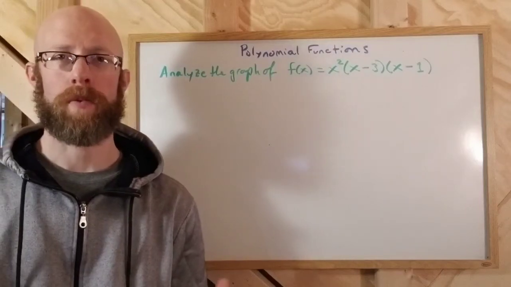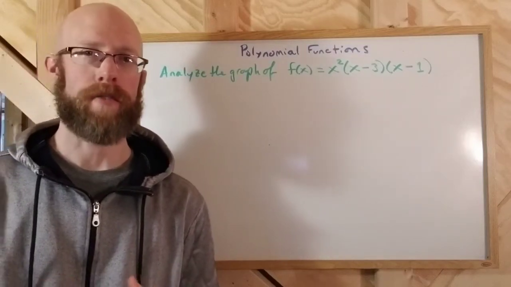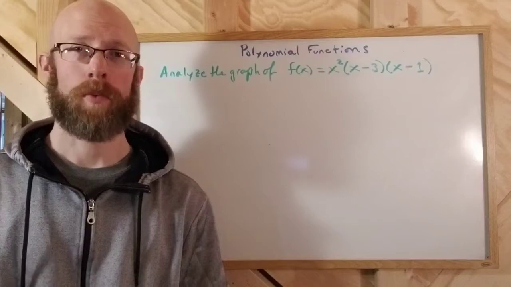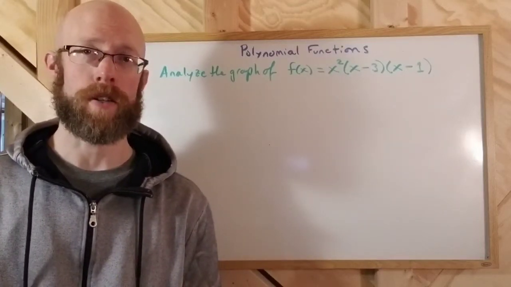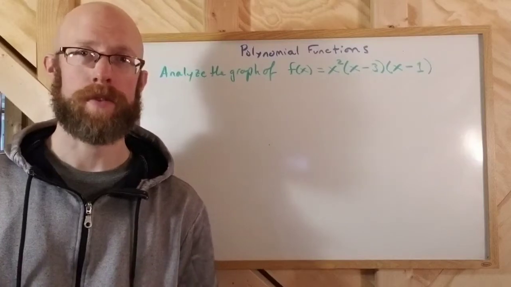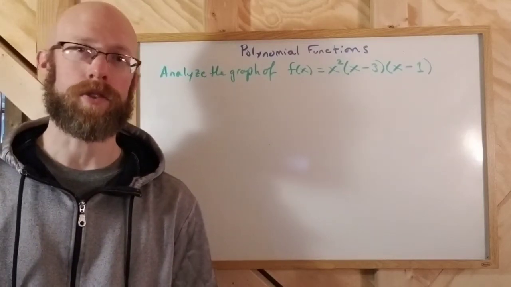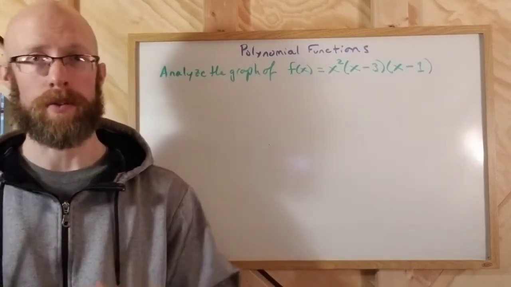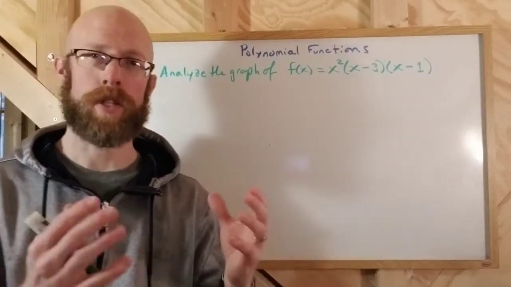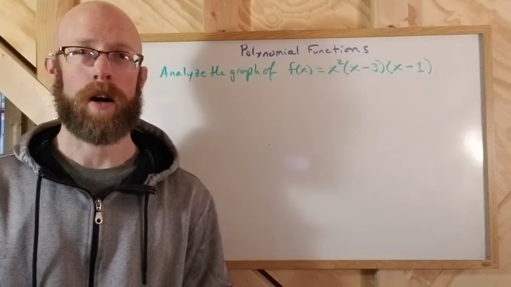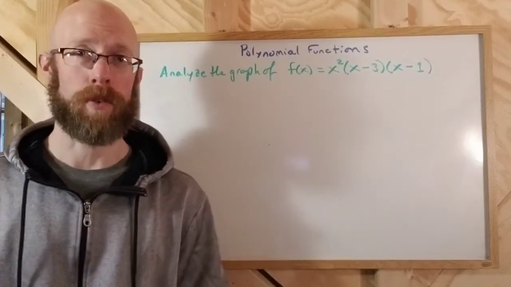Now in this example, we're going to be analyzing the graph of a polynomial function. We're really going to be putting together all of the things that we've looked at so far to this point: the x, y-intercepts, the end behavior, the turning points, the multiplicity, whether it touches or crosses the x-intercept, all that stuff put together into one graph to try to figure out what the graph will look like.